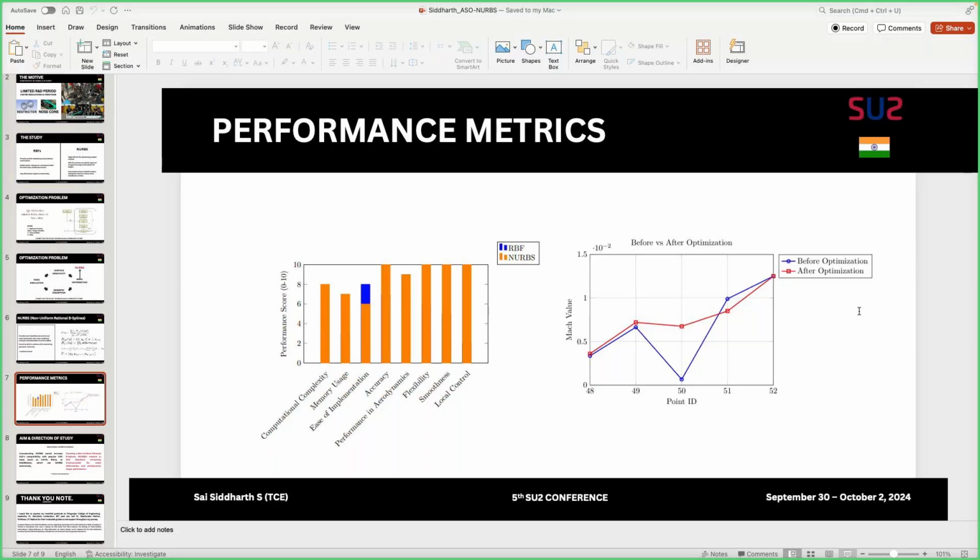What are the units on the performance score? Sorry, I couldn't get the question. The question is, what are the units on your performance score? So they go between 0 and 10?